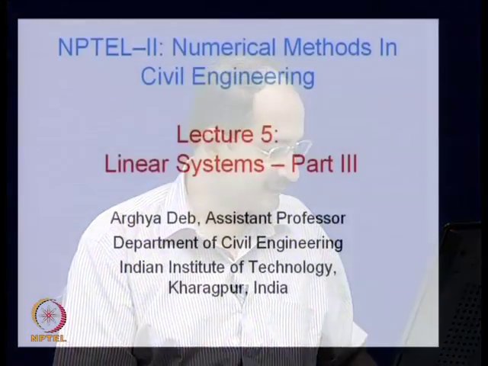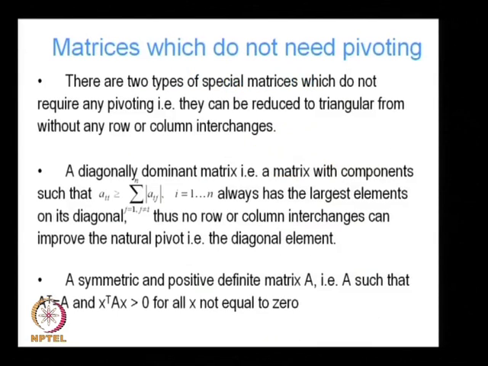Methods in civil engineering, we will continue our discussion on linear systems which we talked about last time. Last time we ended our lecture talking about the need for pivoting. We found that most matrices, if we have to perform Gaussian elimination on those matrices to solve the linear system successfully, they require pivoting. However, today we will concentrate on types of matrices which do not need pivoting.